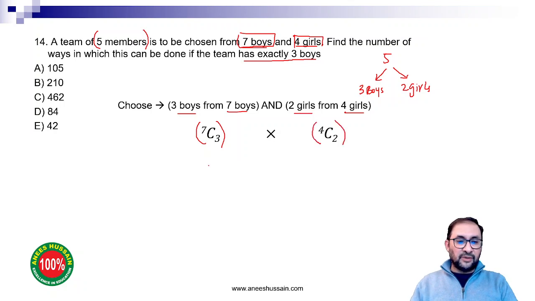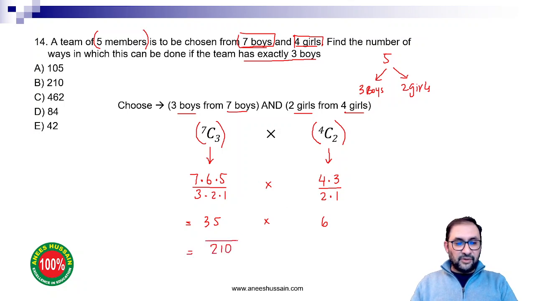So let's do the calculation. 7C3 is going to be 7 times 6 times 5 over 3 times 2 times 1. This simplifies to 35. And 4C2 is going to be 4 times 3 divided by 2 times 1. That's going to be 12 over 2, which is 6. You've got to multiply these numbers together. 35 times 6 will give you 210. So the total number of combinations possible is 210. Option B is the right answer. I hope this was clear to all of you.